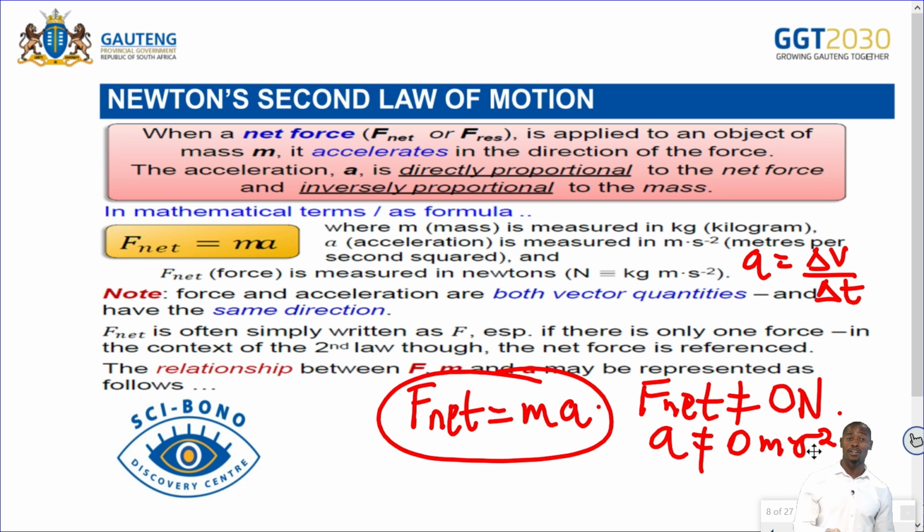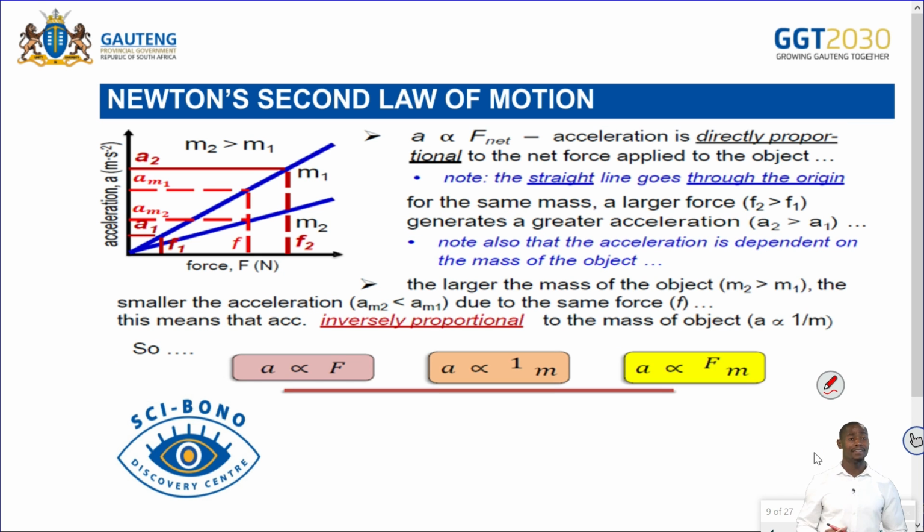So for your Newton's first law, the object is at rest or moving at a constant velocity. But for Newton's second law, an object is accelerating. So if an object is accelerating, F net will be equal to what? ma. So that will be the difference between your Newton's first law and your Newton's second law. All right.